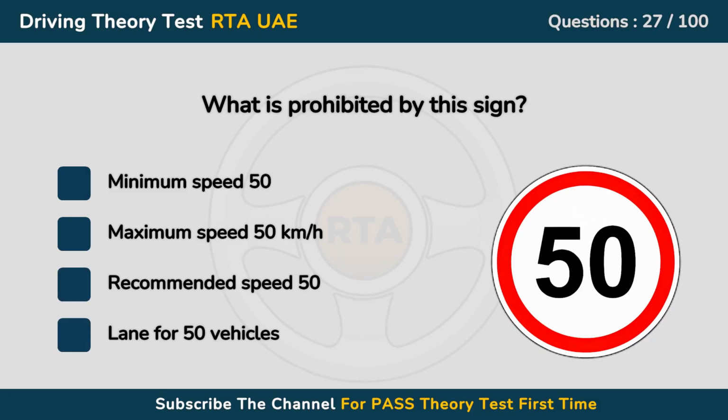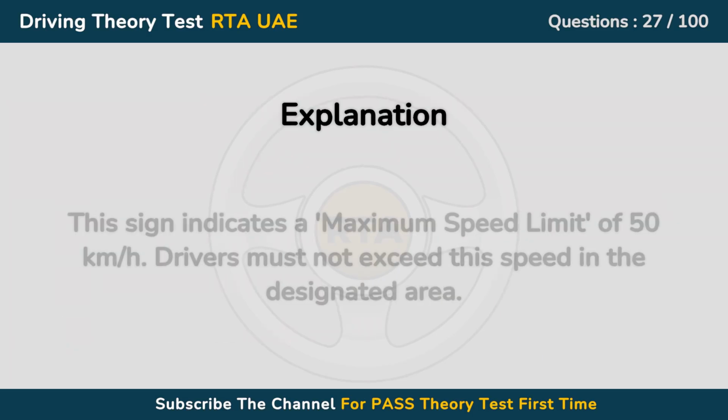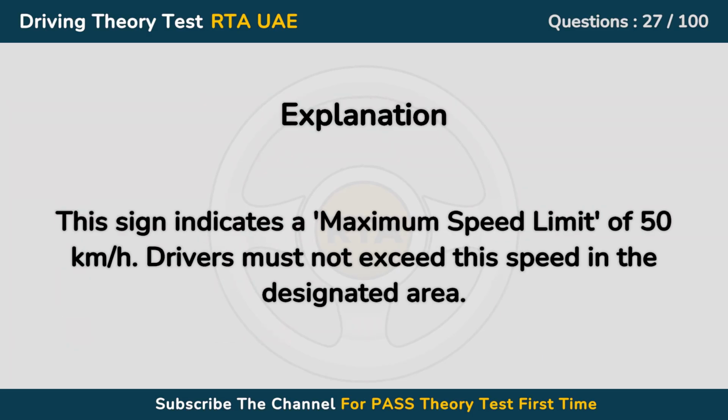A. Minimum speed 50. B. Maximum speed 50 km per hour. C. Recommended speed 50. D. Lane for 50 vehicles. Answer is B. Maximum speed 50. This sign indicates a maximum speed limit of 50. Drivers must not exceed this speed in the area.